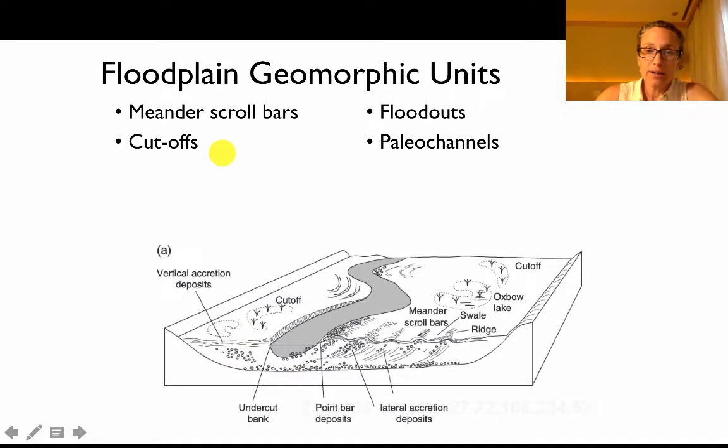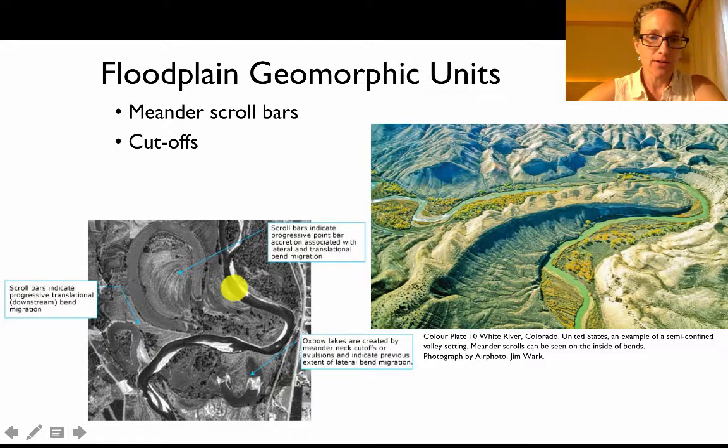We can also have cutoffs, which happens when a meander cuts off at the neck and leaves behind a meander-shaped feature, which, when it still has water in it, is called an oxbow lake. So here is an example of a neck cutoff that left behind an oxbow lake here, and here's another one. So it's from meander neck cutoff.